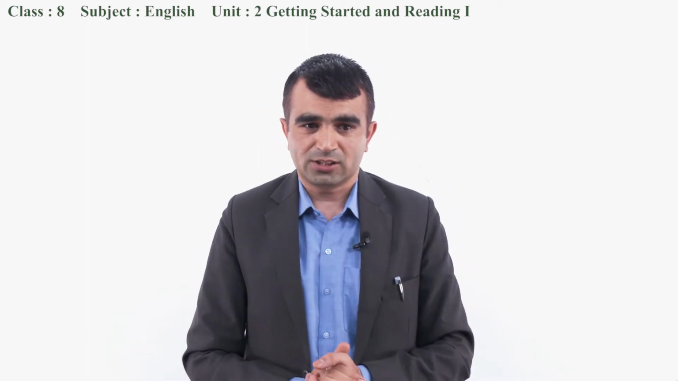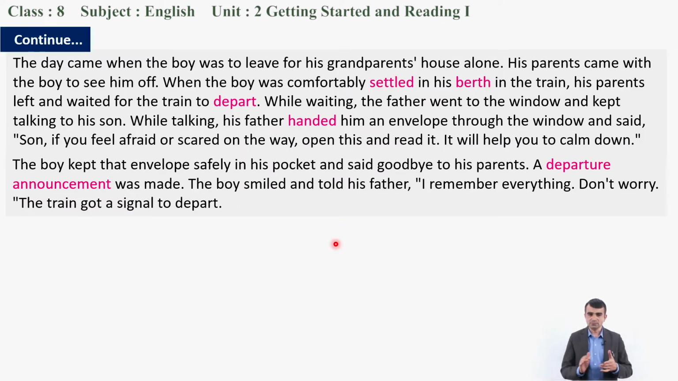Now, next paragraph. The day came when the boy was to leave for his grandparents' house alone. His parents came with the boy to see him off. When the boy was comfortably settled in his berth in the train, his parents left and waited for the train to depart.